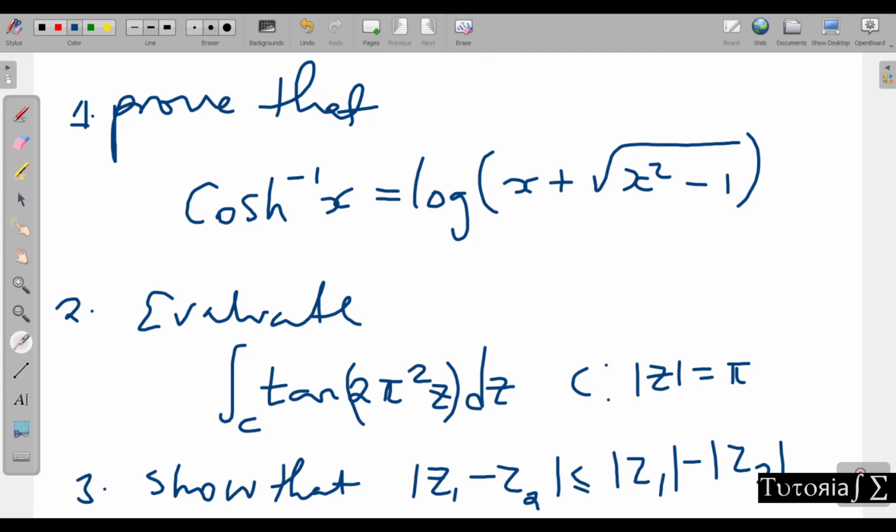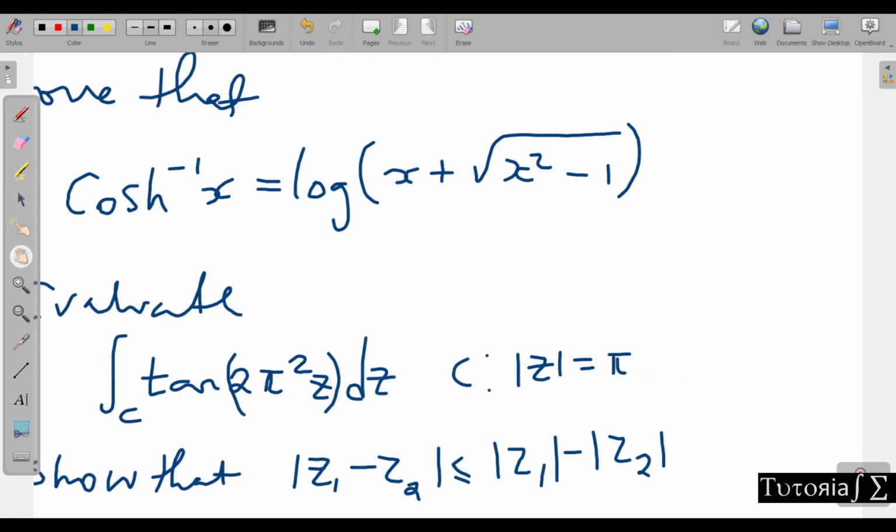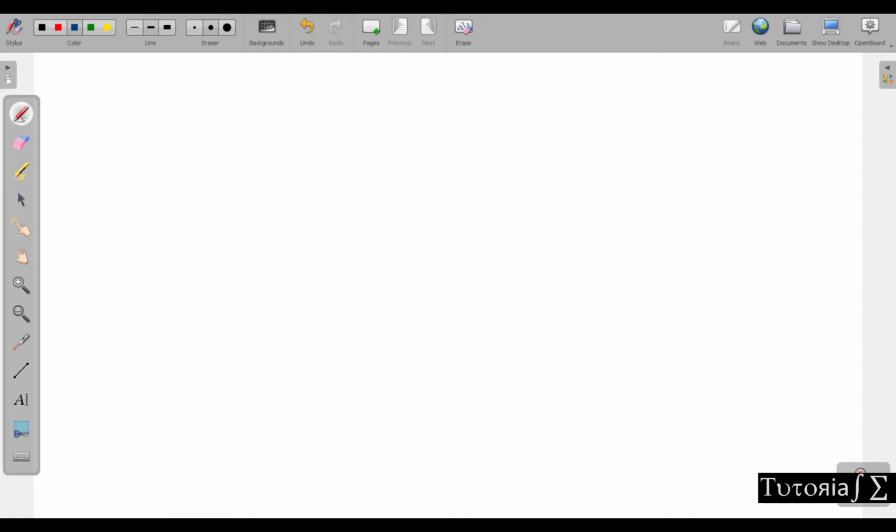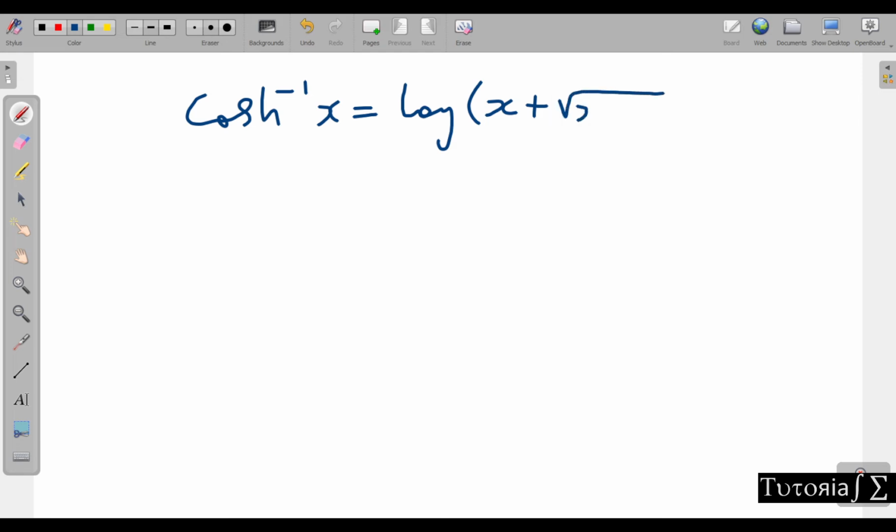Okay. All right. So we start with the first one. So someone to lead me. What are we proving? Cosh inverse of x is equal to what? Is equal to log, in the brackets x plus the root of x squared minus 1. Alright, so which side do you think is much easier to start with?